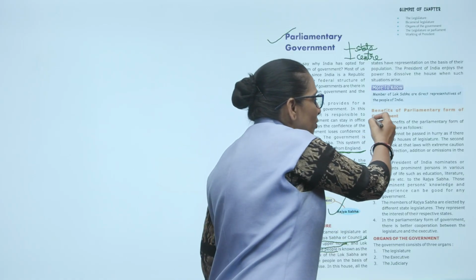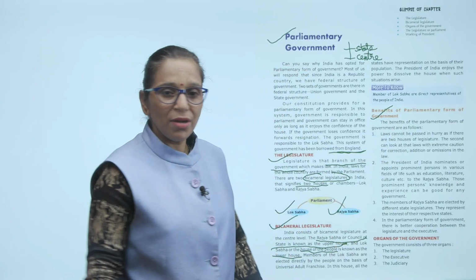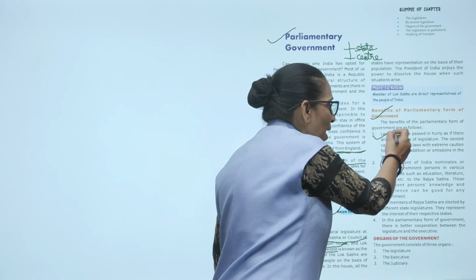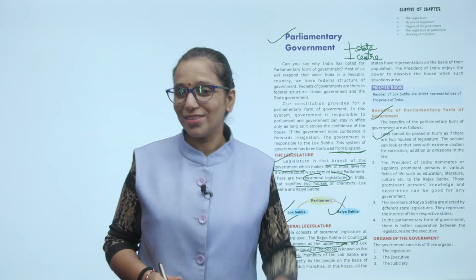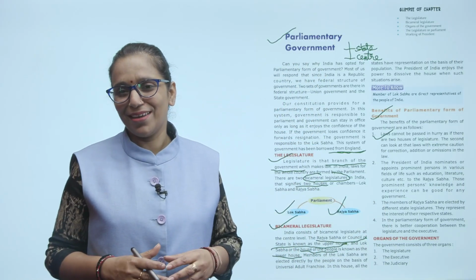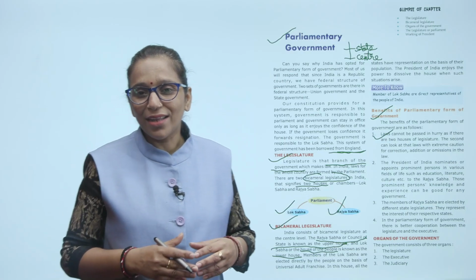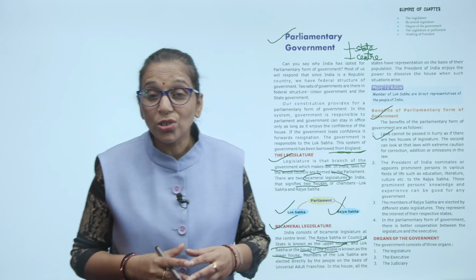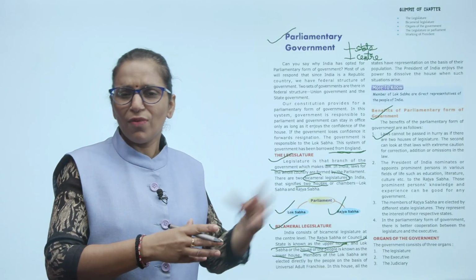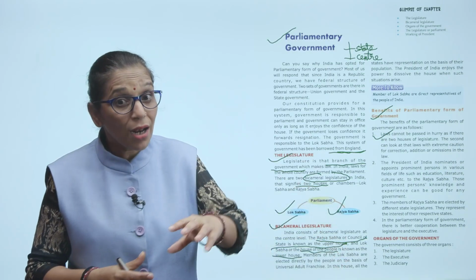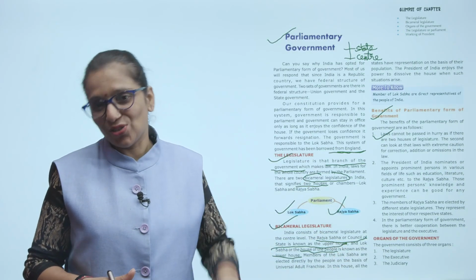Now, what are the benefits of parliamentary form of government? Number one, laws cannot be passed in a hurry, as there are two houses. Lots of discussion will be there. The second house can look at the laws with extreme caution for correction, addition, omission in the law. If one house has passed, another house can recheck it.